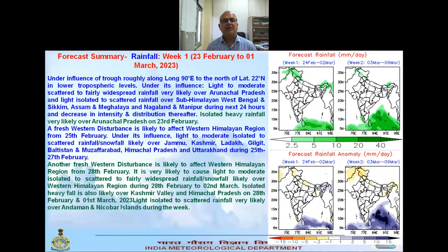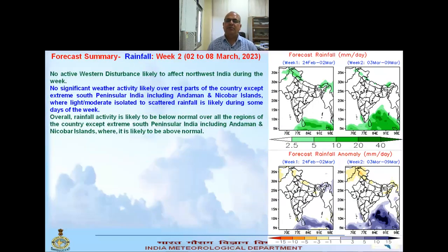Overall, if you see the summary as a whole, under the influence I have mentioned, we are expecting some rainfall over the northeastern states. Thereafter, from 25th, we are expecting another fresh WD, which will cause light to moderate rainfall over the Himalayan region during 25th, 26th, and 27th. From 28th, we are expecting a fresh WD, which may be slightly intense and affect mainly the Western Himalaya region, and also adjoining plains areas like Punjab, and may cause some isolated rainfall. During this period, there may be the possibility of isolated heavy rainfall, specifically over Kashmir Valley and Himachal Pradesh on 28th and 29th.